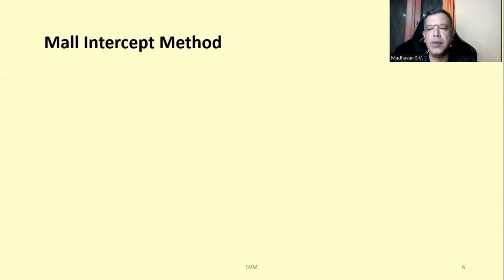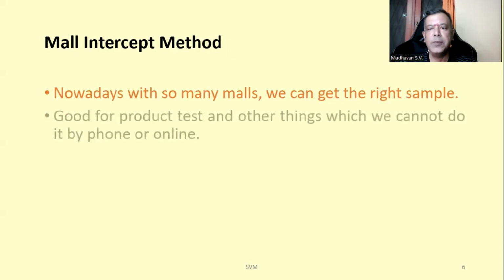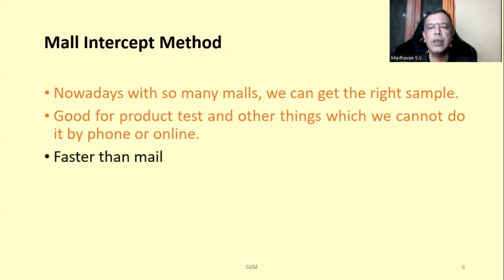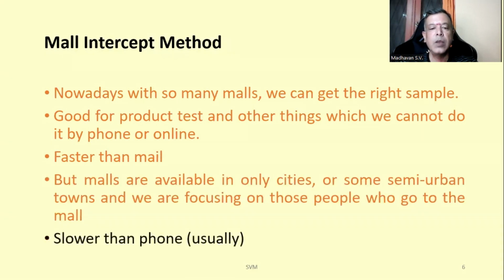Mall intercept methods. Nowadays, every city has got malls. So there we can do data collection. Nowadays, with so many malls, we can get the right sample. Good for product tests and other things, which we cannot do by phone or online. It is definitely faster than mail, but malls are available only in cities or some semi-urban towns. And we are focusing on those people who go to the mall, not everyone. And usually it is slower than phone.